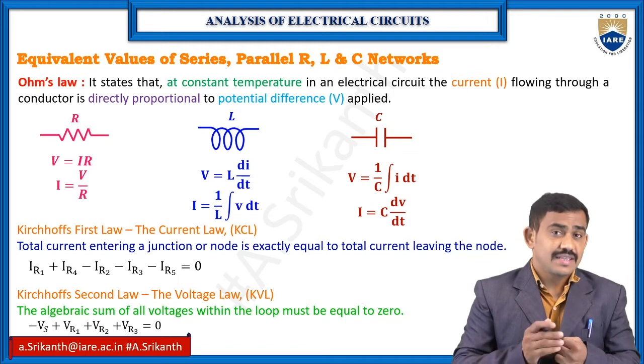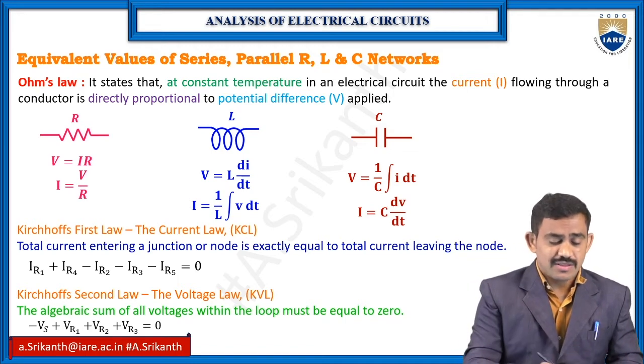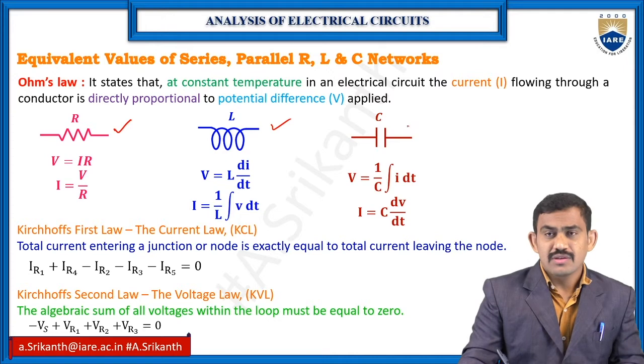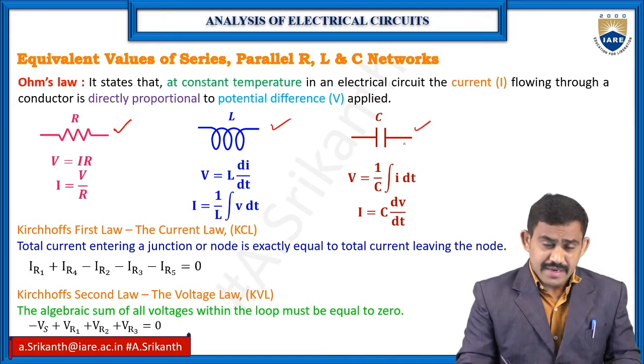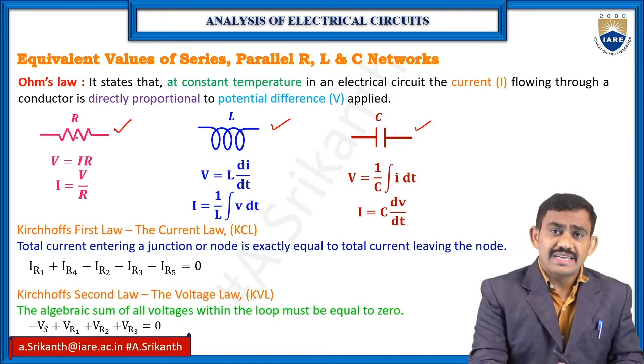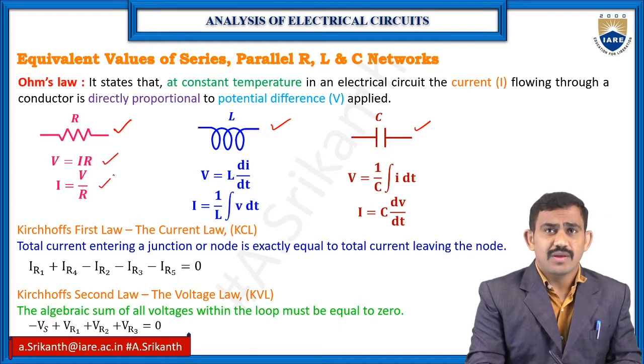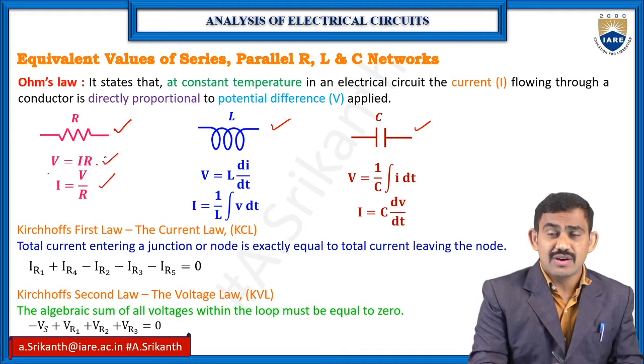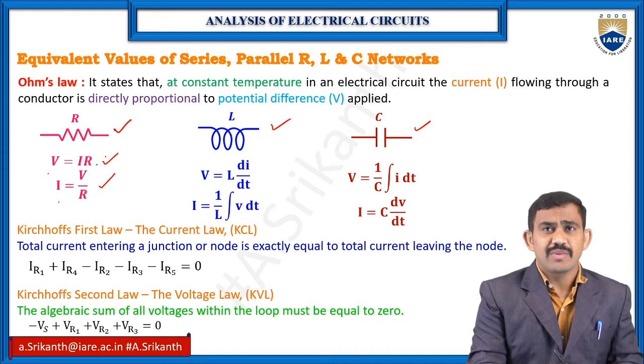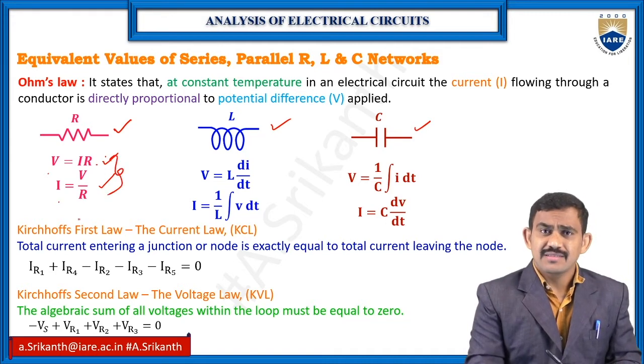So we have resistor, inductor, and capacitor. 3 passive elements we have, 3 loads, RLC loads. Now for the resistive load, what are the current and voltage formulas? Voltage equal to I into R from Ohm's law, and I equal to V by R. So these are the general formulas.